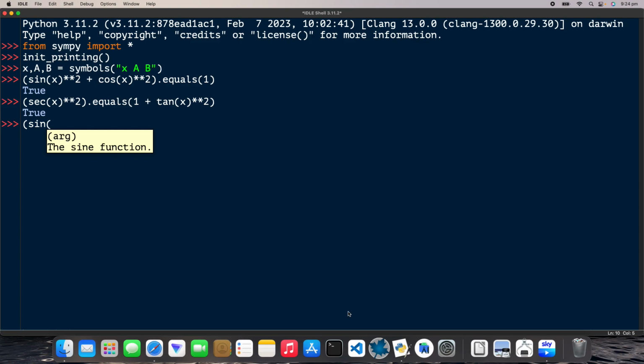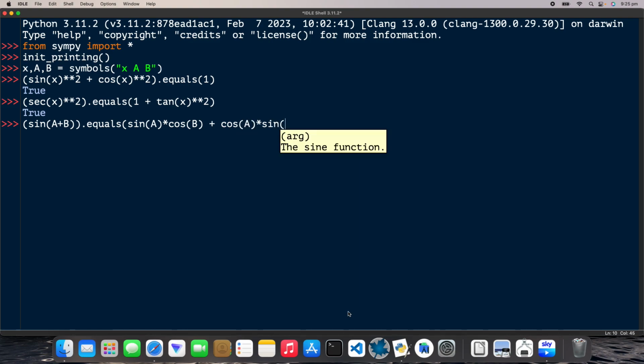So sin(A plus B). Is that equal to sin A times cos B, plus cos A times sin B? Which is true. Bravo. And then crack on to the next one.